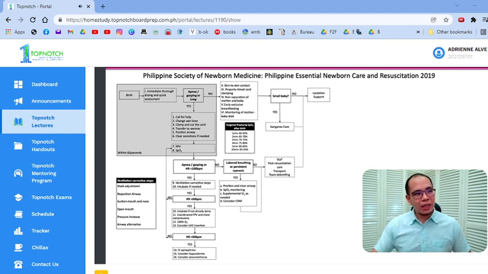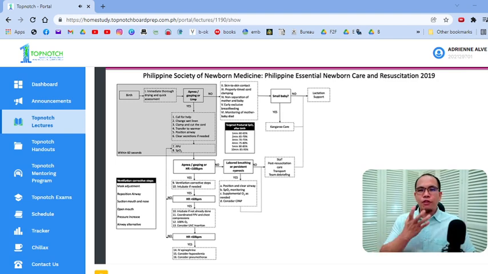And the first 30 seconds is actually your drying and stimulation. Okay, so if you are asked in the exam, how long does it take to stimulate and to dry the baby? The answer should be 30 seconds. The sequence of that 30 seconds is face, head, trunk, back, arms, legs. Easy to remember, right? So 5 seconds each. So total of 30 seconds. Okay? So in essence, this management should only take 30 seconds.